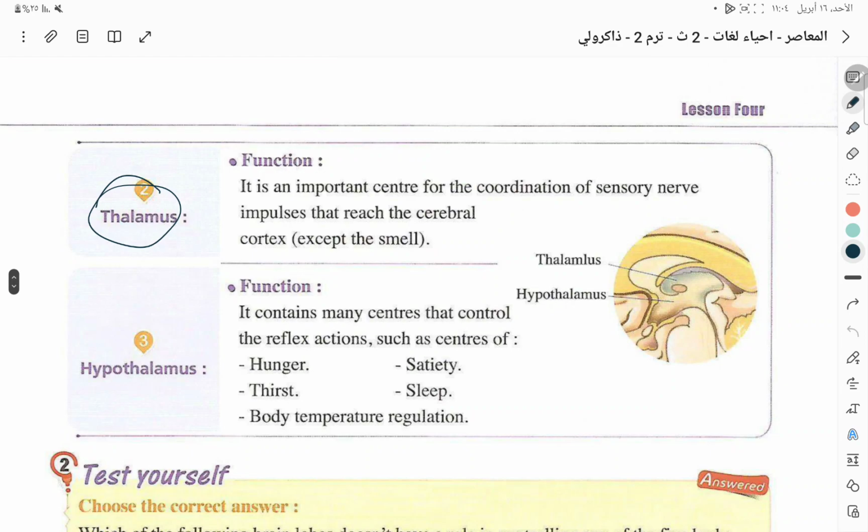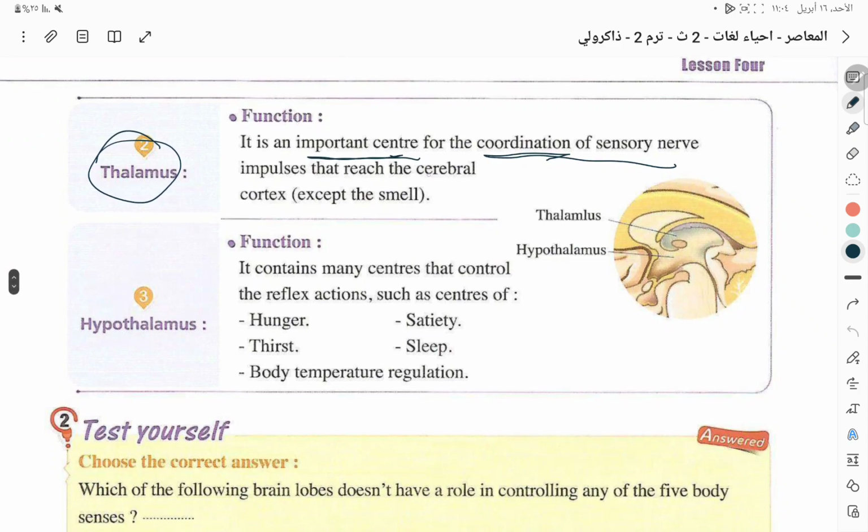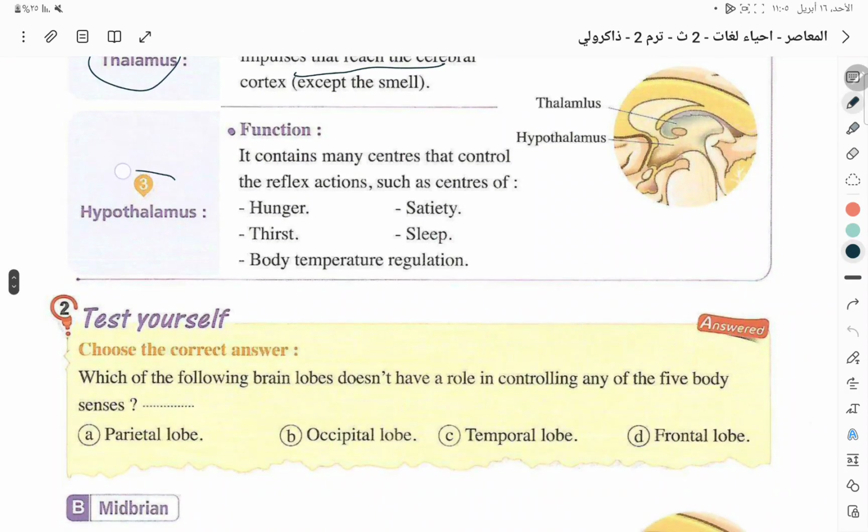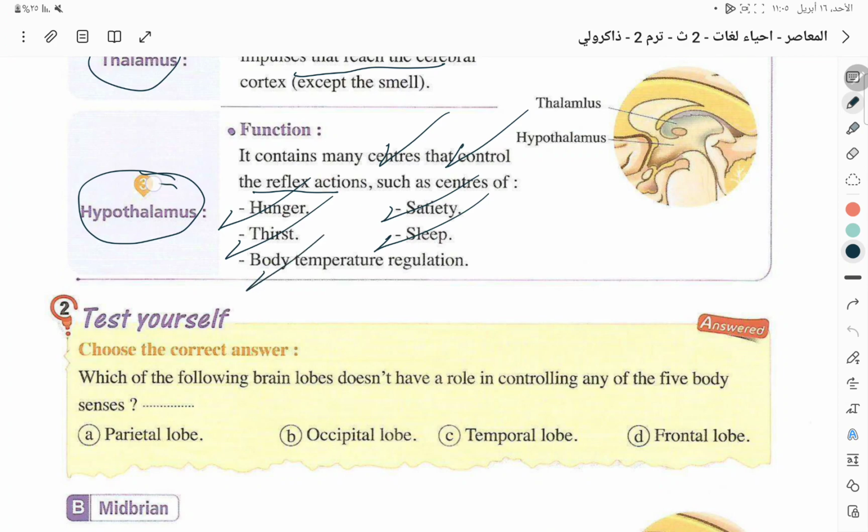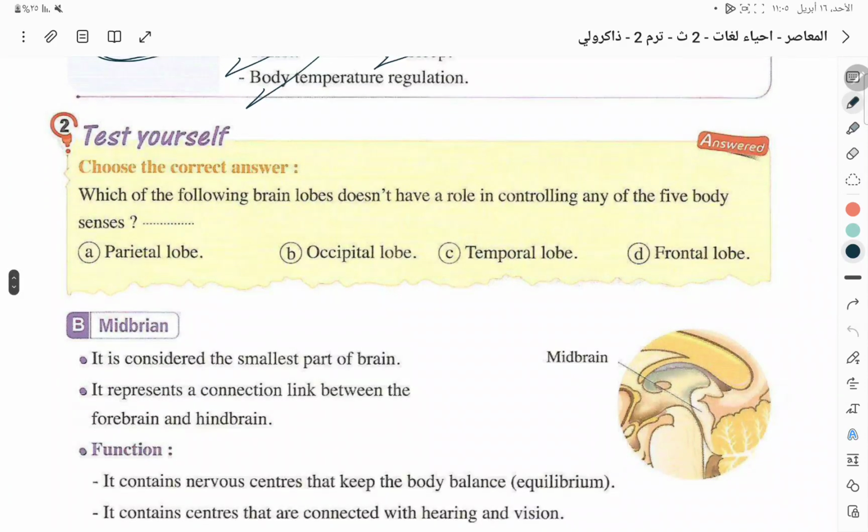Thalamus. The thalamus is an important center for coordinating sensory impulses that reach the cerebral cortex. The hypothalamus is the center that controls satiety, sleep, hunger, thirst, and body temperature.